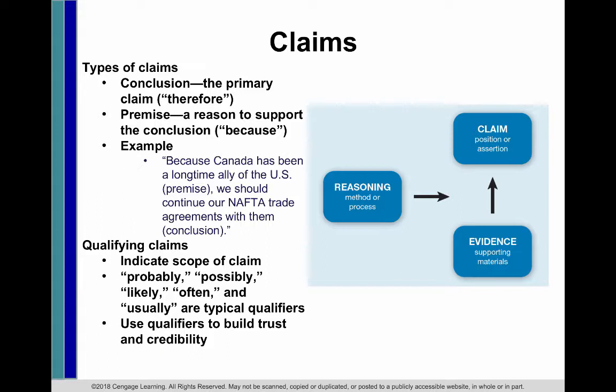A better claim to make would be something like, smoking often causes health issues and smokers may face a reduced lifespan. Now that's qualified. The often and the may qualify this claim. That's a much easier claim to prove than smoking causes cancer.